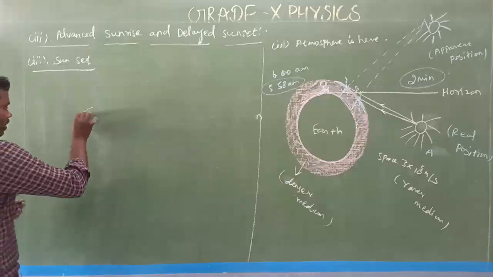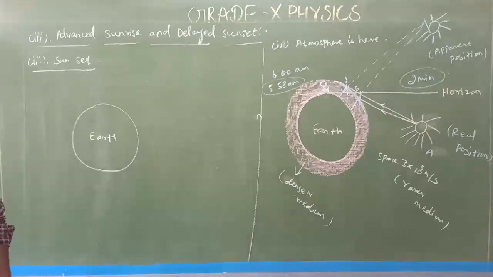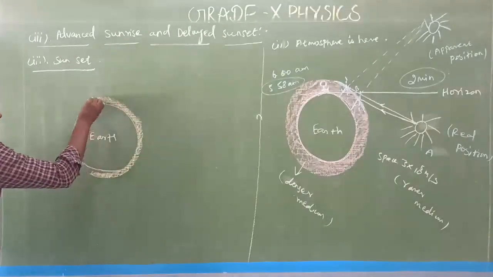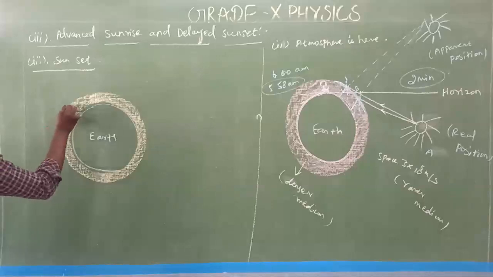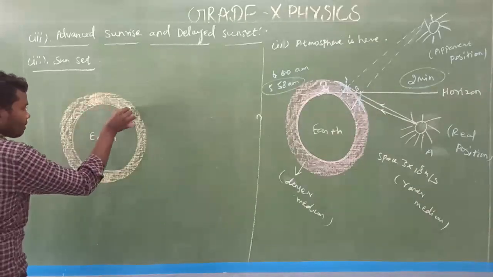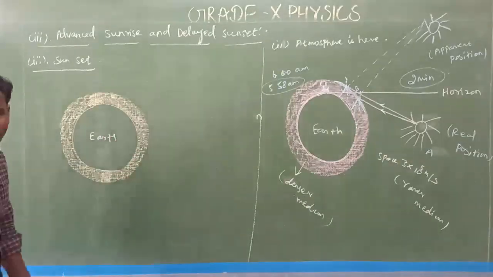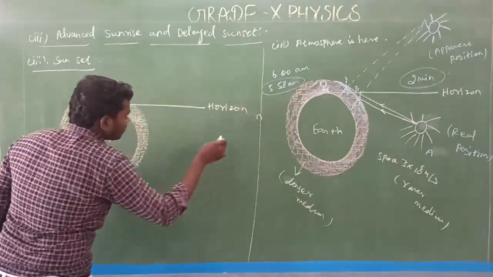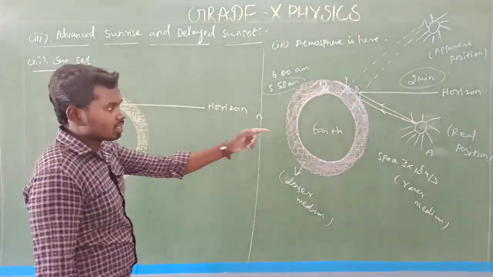Listen here. Consider the Earth's surface. This is Earth. This is the Earth's surface. What is it surrounded by? It is surrounded by air, the atmosphere, like this. This is atmosphere. Next, draw the horizon. This is the horizon. We are living here. That is called sunrise.